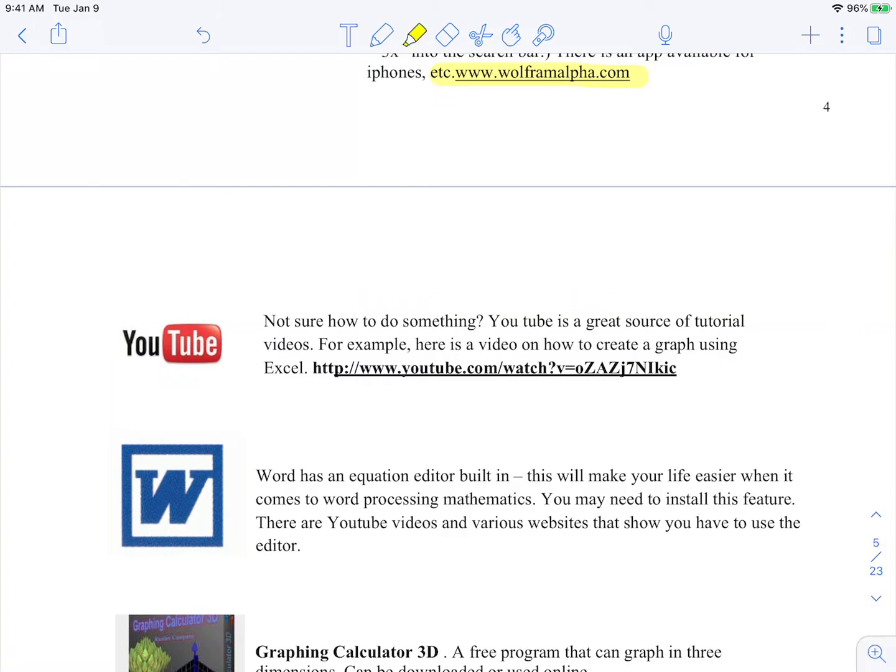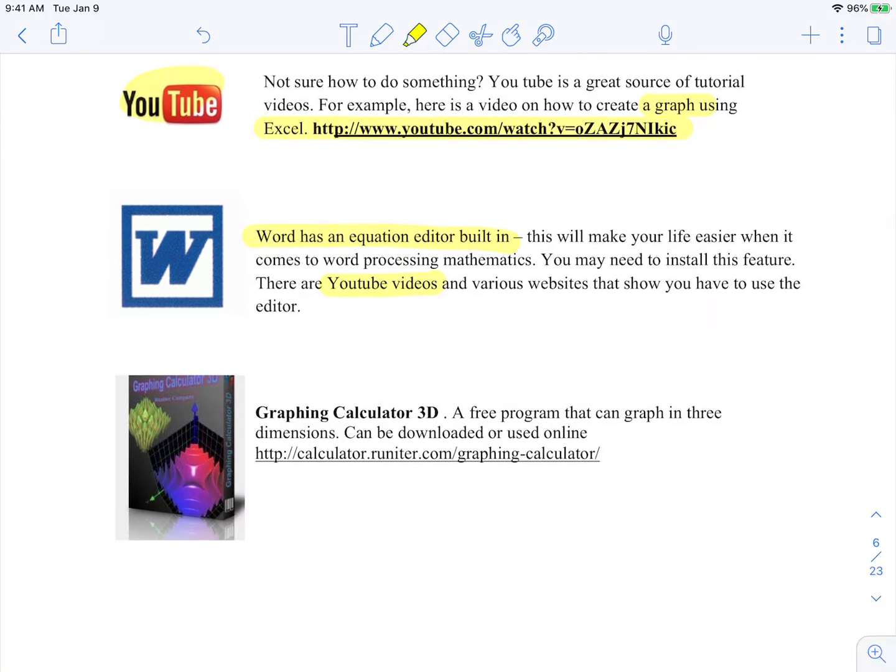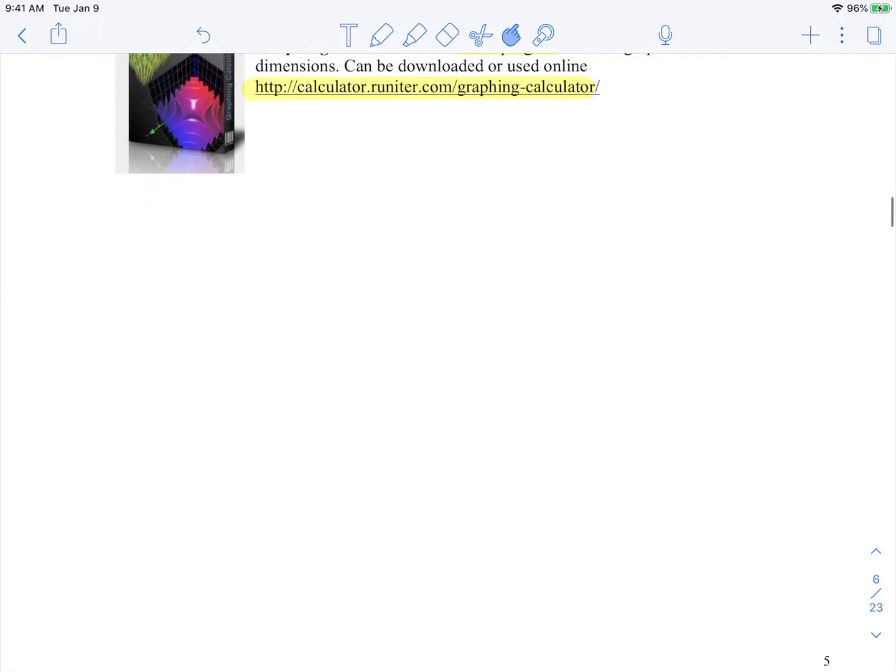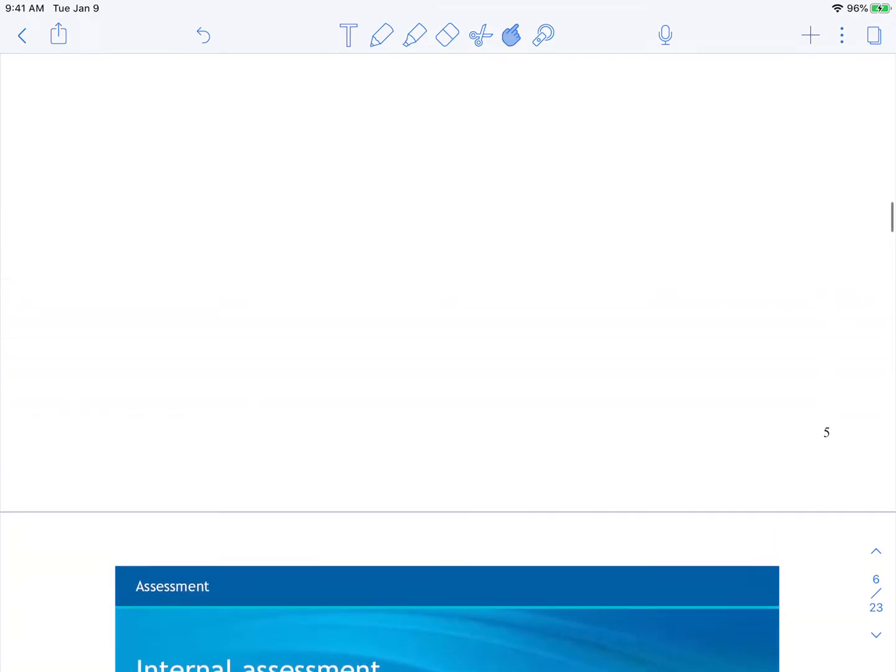You can also use YouTube. One suggestion is if you're having difficulty with graphs in Excel, there's a website here for you. When you're typing up your paper in Word, there's an equation editor built in. Make sure you know how to use that. There are YouTube videos out there. The next helpful thing is a graphing calculator 3D website. It's a free program. And I'm going to stop there.